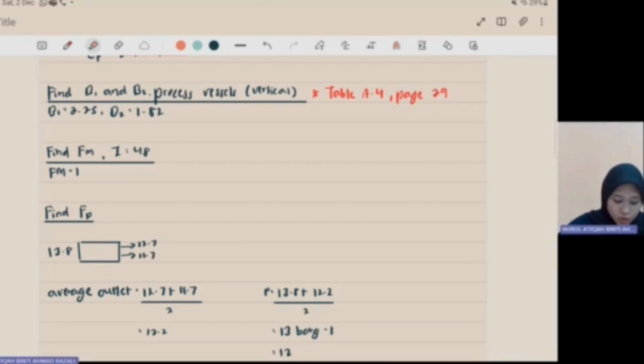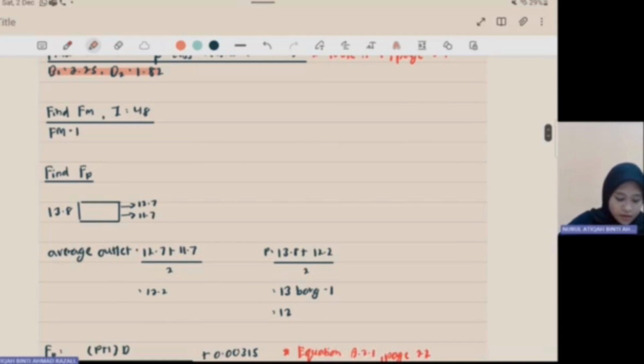The second step is to find the B1 and B2. So the values of B1 and B2 are 2.25 and 1.82, and you can refer to table 8.4, which is on page 29 of the student handbook. The third step is to find FM. Based on the identification number that applies, which is 48, the value of FM is 1.